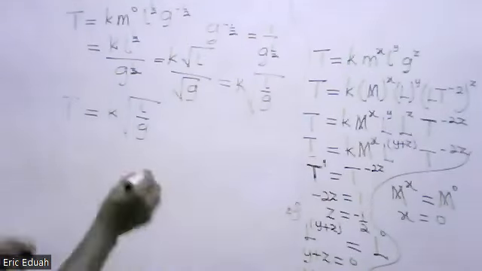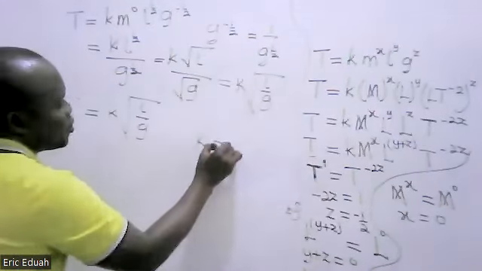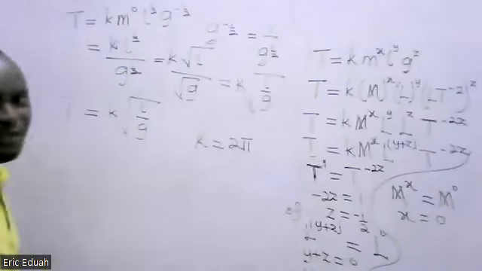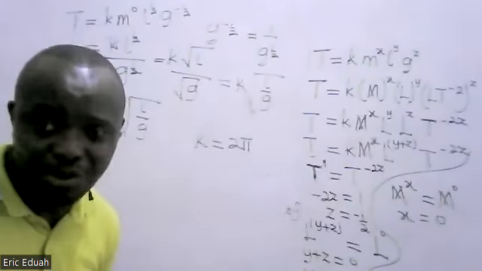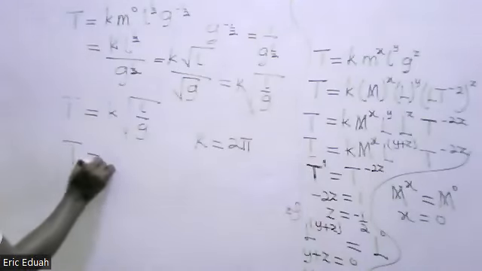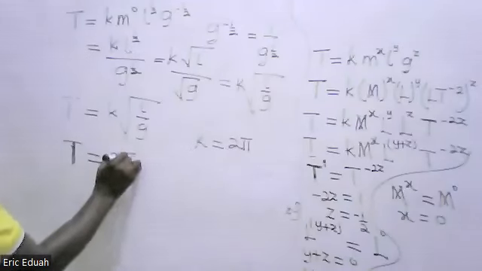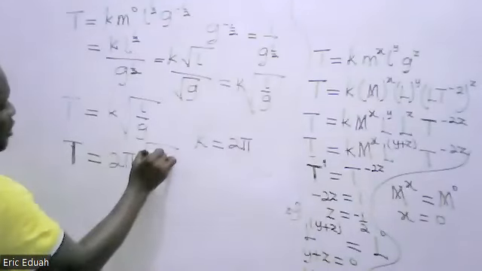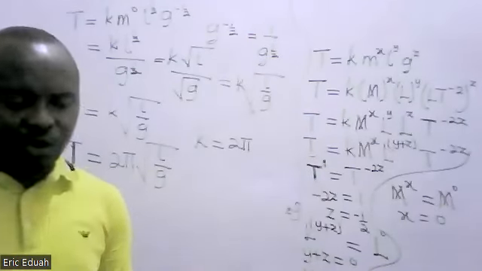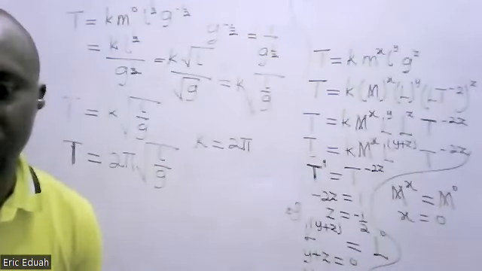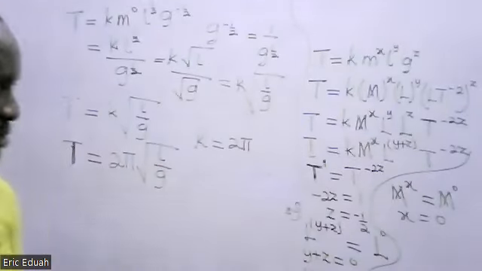Now, this constant of proportionality k is equal to 2 pi. I'm giving you this because I'm familiar with the equation. So if you put that in, you have T being equal to 2 pi times the square root of L over g. And this is the mathematical equation you were using in your change of subject at GHS.